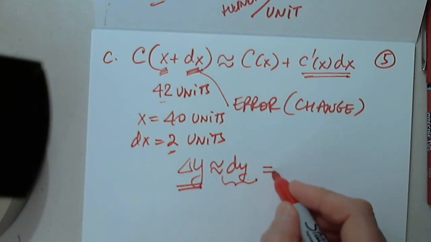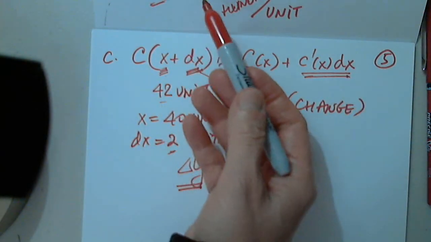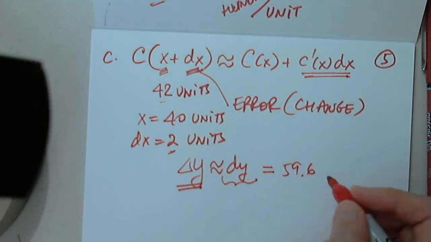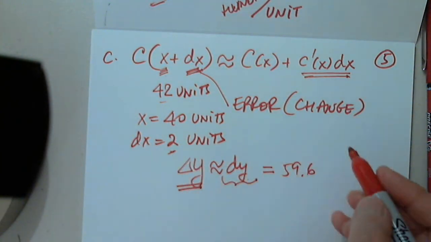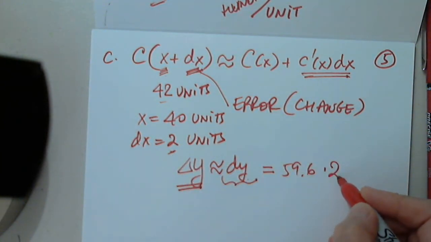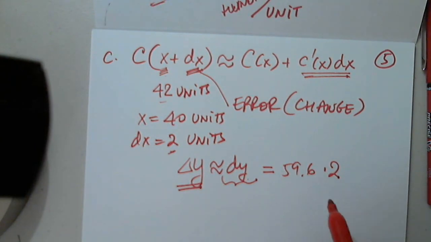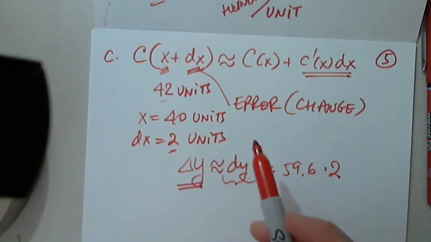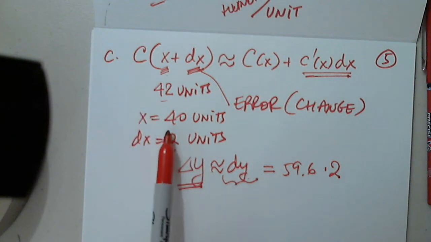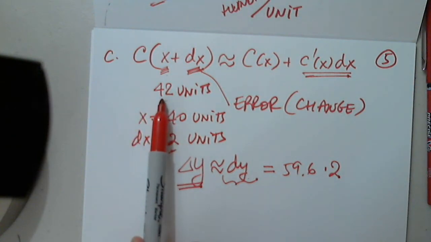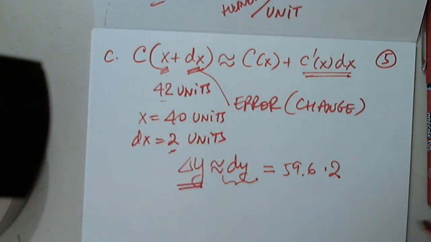Well, no problem. C prime of 40 I have is 59.6. dx, you already gave it to me. It's 2. So this is the approximate difference in the cost when we don't manufacture 40, but 42. So when I multiply here, I have 119.2. This is in dollars. Any questions?